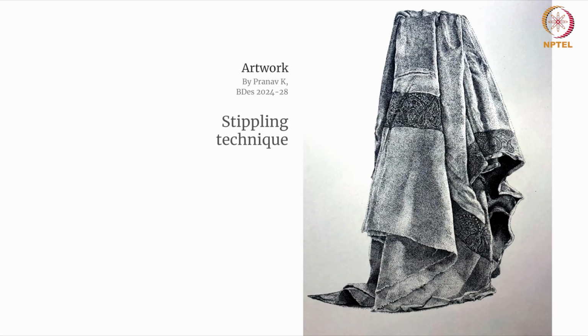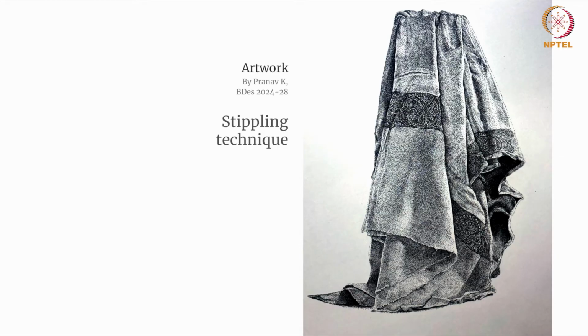This one is an excellent example of stippling done by one of the BDS students to create an illusion of depth, volume, and texture. It has come out very realistic if you look at the image, right? If you look at the texture and the folds, everything is so prominent, and even the raw edges and the thread which is coming out. It has been done with a lot of patience, and it has taken a lot of time.